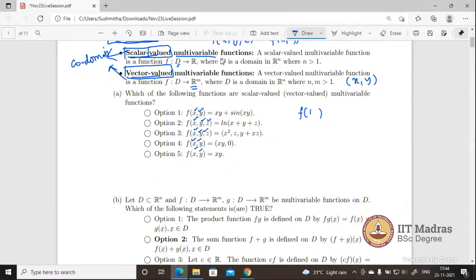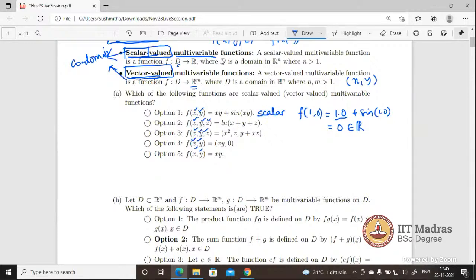Or say f of 1 comma 0? What is this? It is 1 into 0 plus sine of 1 into 0, right? So what is this answer? 0, because the product is 0, and sine 0 is 0. Yeah. So the output is a real number, right? Yes, ma'am. So it's scalar valued. Correct, ma'am.